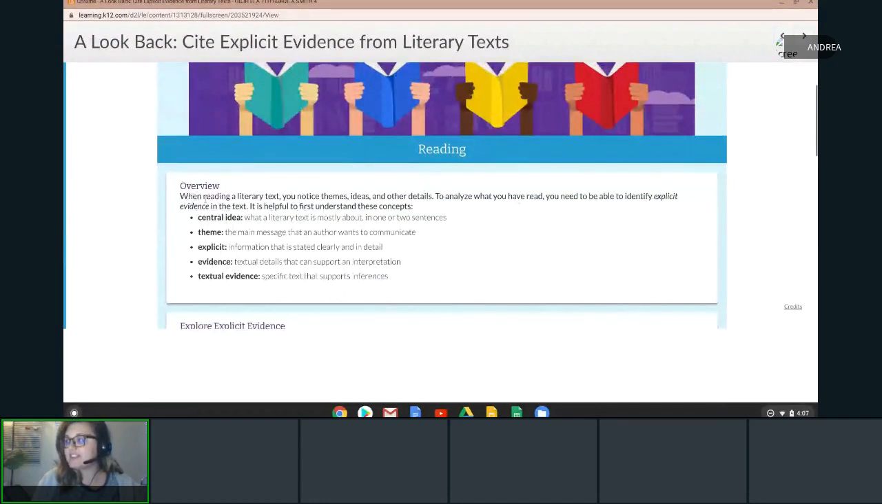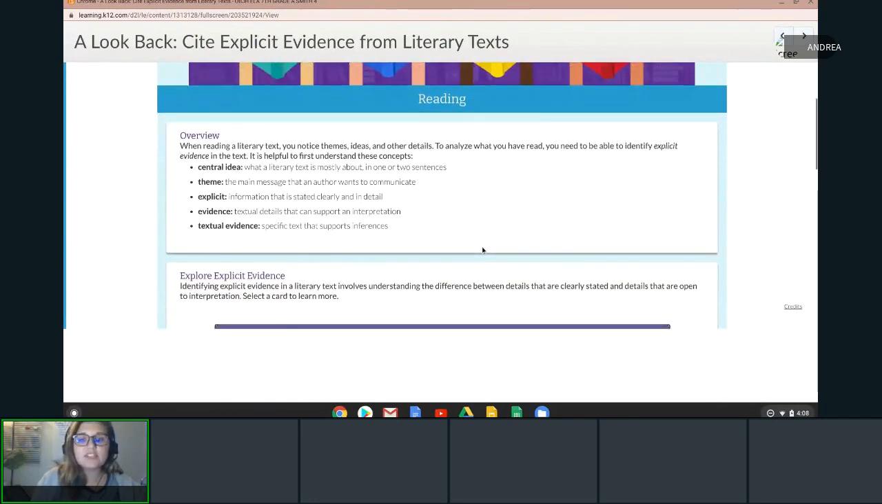When reading a literary text, you notice themes, ideas, and other details. To analyze what you have read, you need to be able to identify explicit evidence in the text. It is helpful to first understand these concepts. We just went over what these are, but let's quickly go over them one more time. Central idea, what a literary text is mostly about. Usually it's one or two sentences. Theme is the main message that an author wants to communicate. Explicit is the information that is stated clearly and in detail. Evidence is the textual details that can support an interpretation. And finally, textual evidence is specific text that supports inferences.